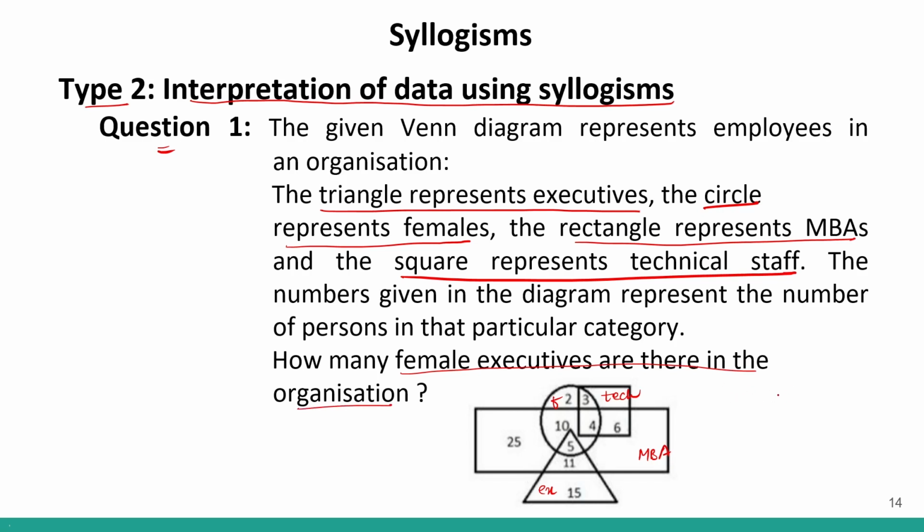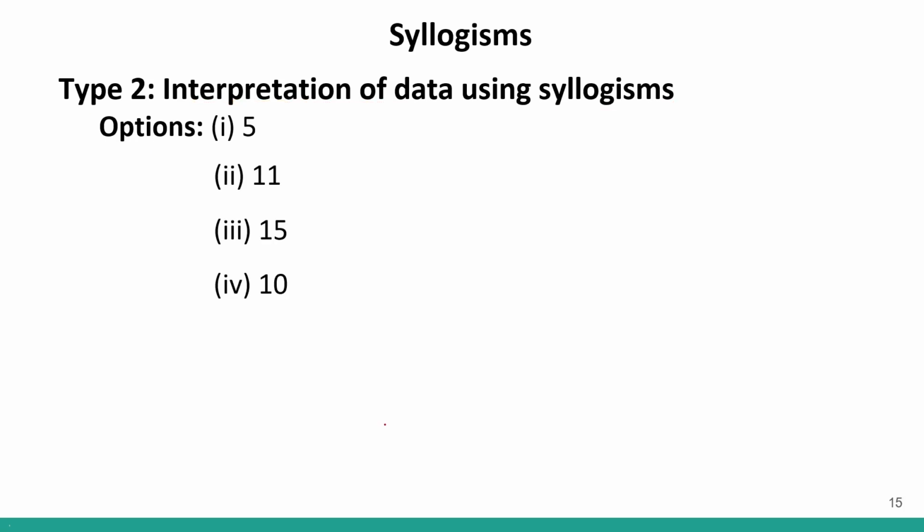So female executive means circle plus triangle, because females are represented by circles and executives are represented by triangles. So we have to find the portion that is the overlapping of circle and triangle. Over here I can see this part is the overlapping of circle and triangle, and this part is 5. So basically there are 5 females who are executives. So if I look at the options, my answer will be option number 1, 5. There are 5 such females who are executives, correct?